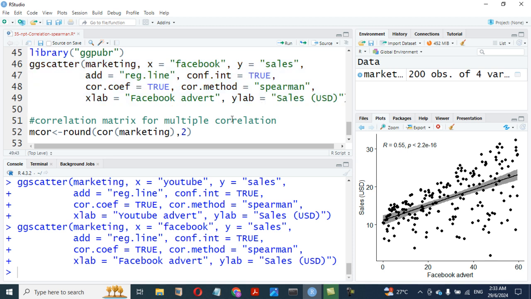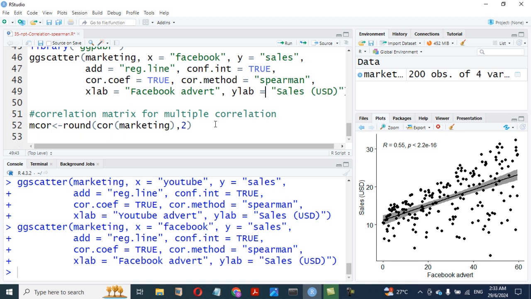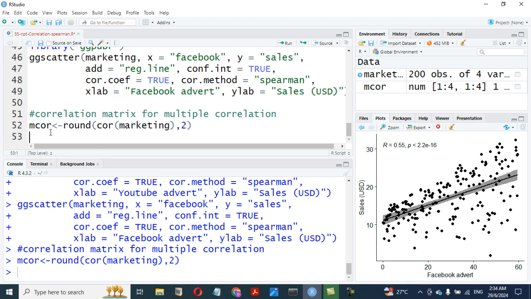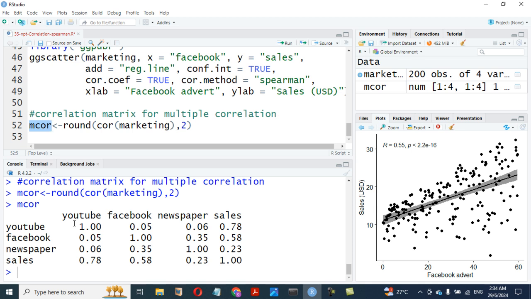So you can go ahead and apply it. You can also further run it for multiple correlation. Just create a variable here. We want to run correlation on marketing, to two decimal places, because of the long decimals this always gives. You can see this one is long, 0.12, so we want to make it two decimal places. So we want to use multiple and just pass our marketing inside. Then you can see the result. You can see YouTube, Facebook, newspaper, and sales.